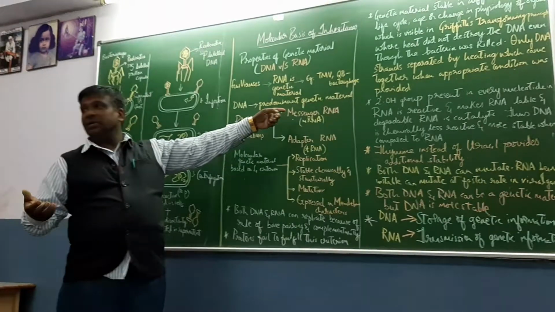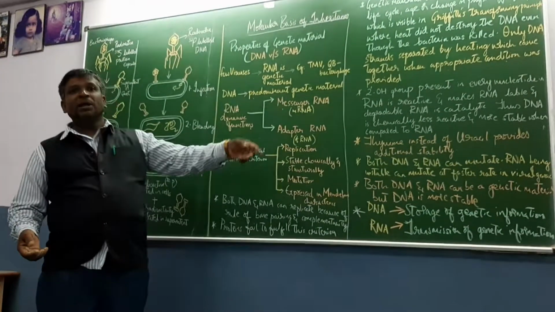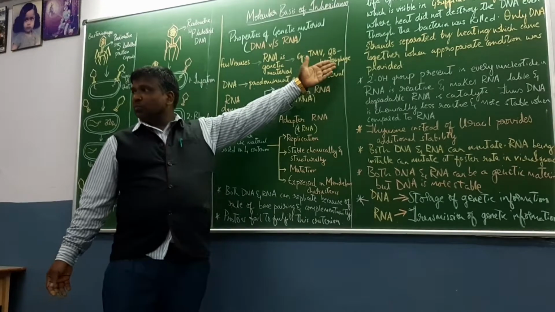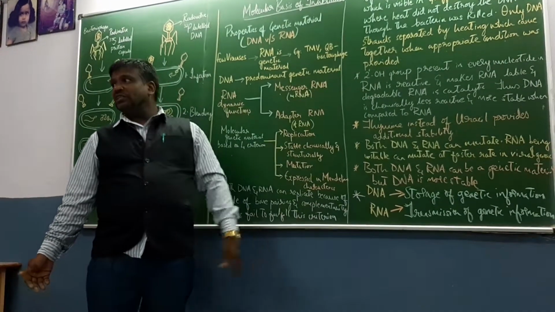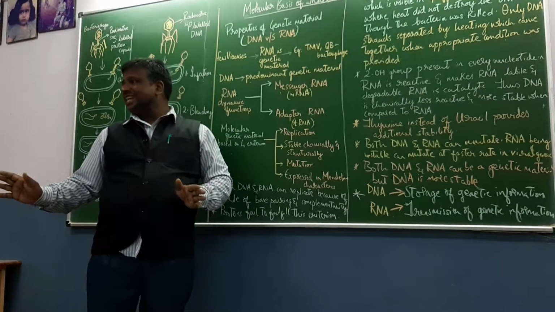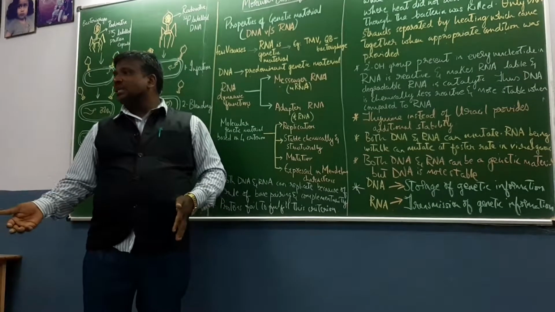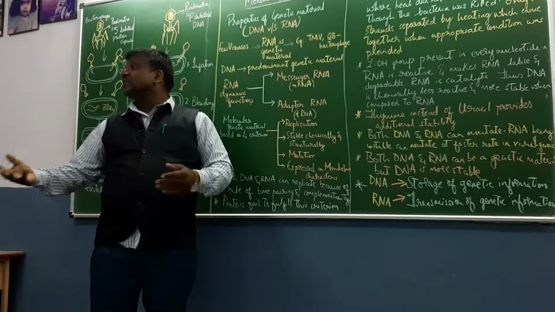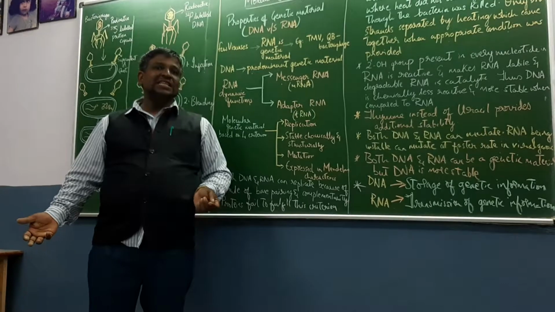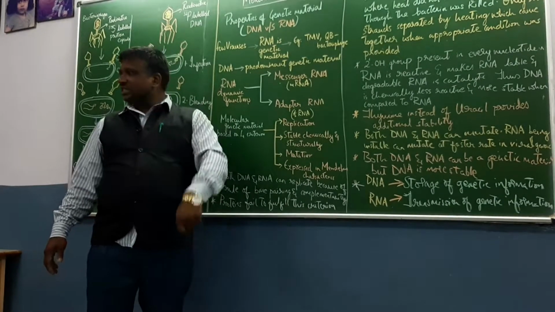HIV, human immunodeficiency virus, Rous sarcoma virus, Qβ bacteriophage, all of them have RNA as their genetic material. And if they undergo transcription, what do we call it? Reverse transcription. RNA synthesizing DNA, we call it reverse transcription.